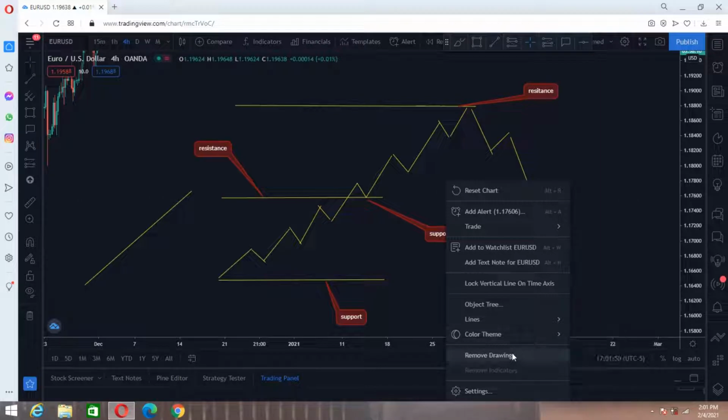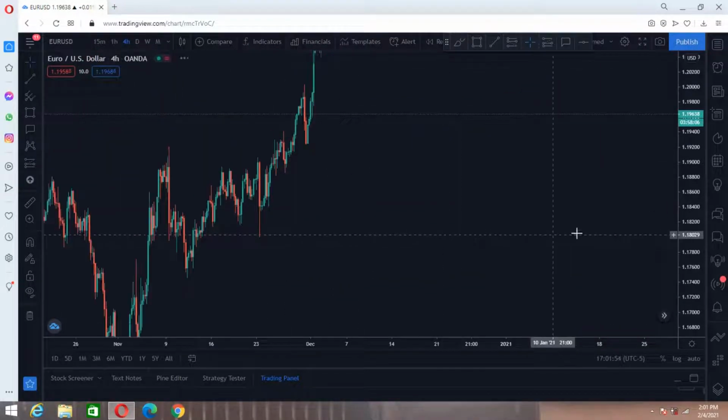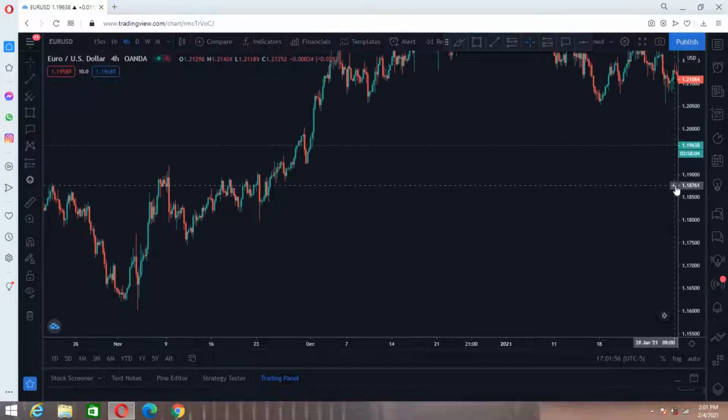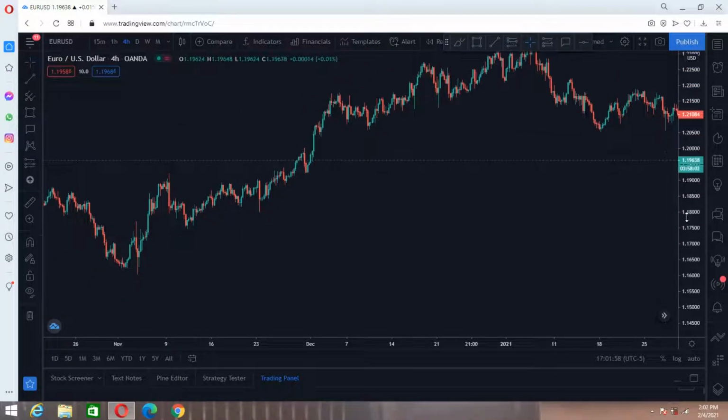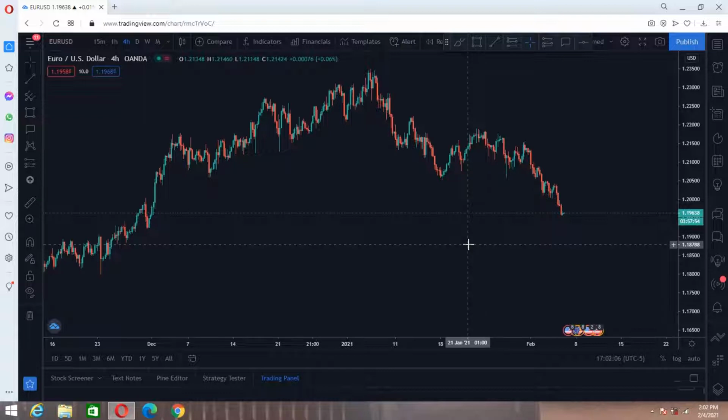So let me just remove this and we go to the charts now. I think we should go to the charts. And the other thing you should know is that the bigger time frame you go to, the stronger the support and the resistance line is. Don't forget that, guys. The bigger the time frame, the stronger the support and the resistance line is.